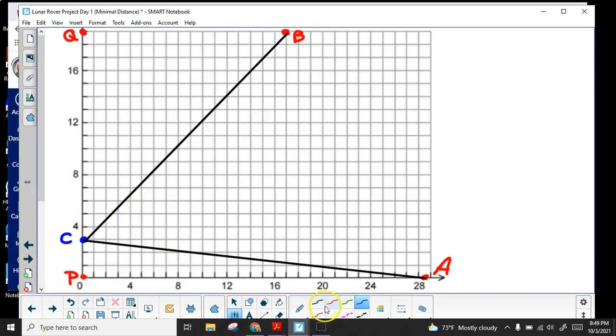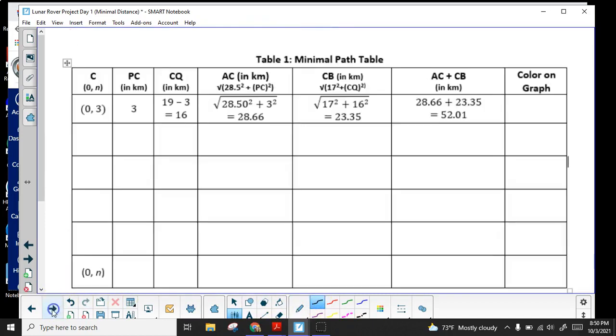And the way we're going to do that, let me see if I can highlight. We're going to use this right triangle formed right here and here, and then our A to C. And that is a right triangle. And we know how long this edge right here is, because from P to A is 28.5, and from P to C is 3. So we will come over to our table. And since we chose 0, 3, then PC is 3.